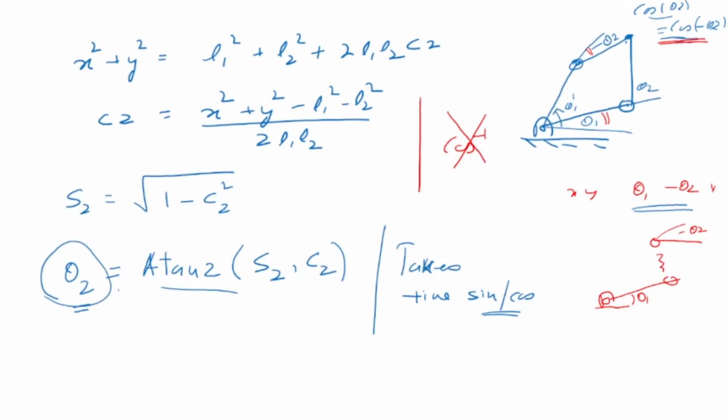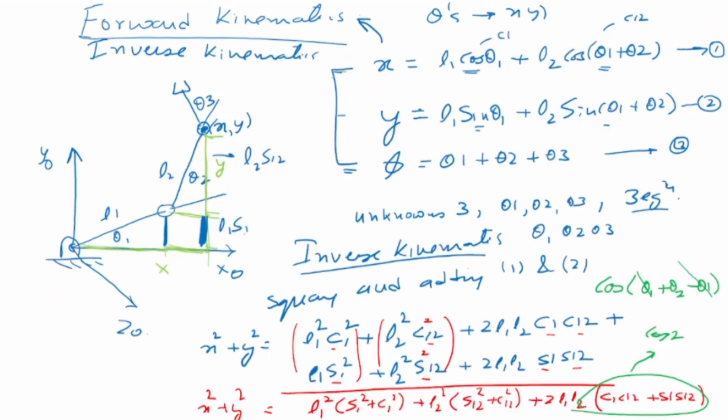Now we have got theta 2, we need to get theta 1. Going back again to these two equations, this one and this one, if you want to get theta 1, we can use algebraic substitution, or we can use geometry. Let's use geometry because that is easier. You can do the algebraic part also by yourself. Using geometry, it is much easier.